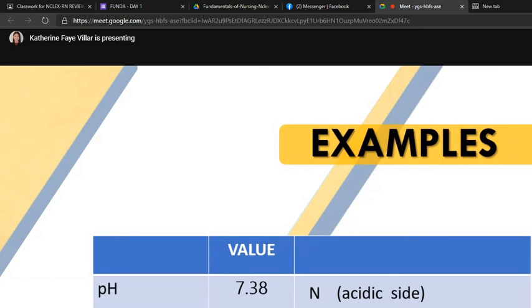'Di ba next step is hanapin mo yung partner ni pH. Yan. Hanapin mo yung partner ni pH, saan ba yung asawa niya, gano'n.